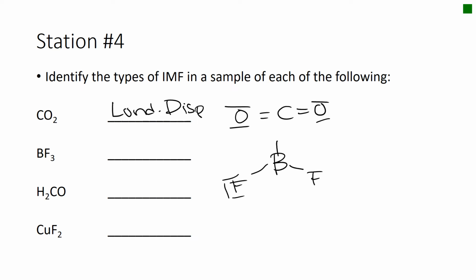BF3. You ask yourself the same exact questions over and over again. So do I see arrows? No. Is it hydrogen directly connected to F or N? No. Is it a hydrocarbon? No. Is it bent or trigonal pyramidal? No. Is it all the same? Yes. So this would also have London.